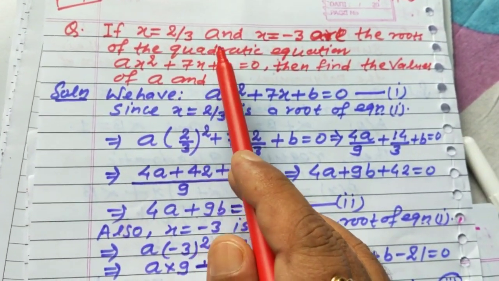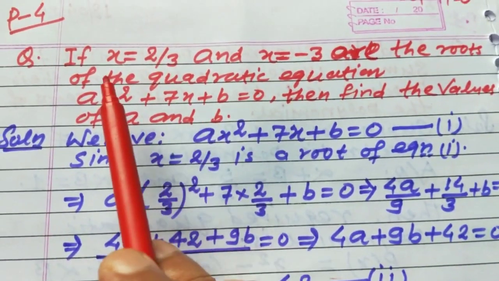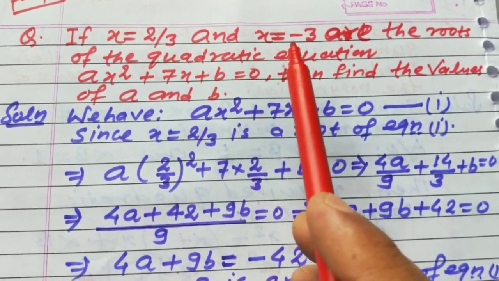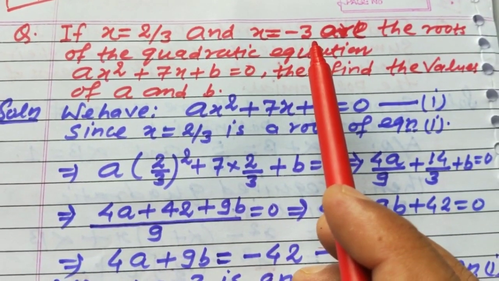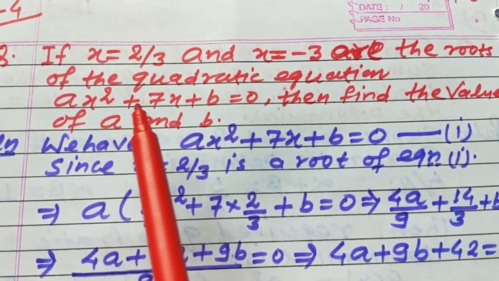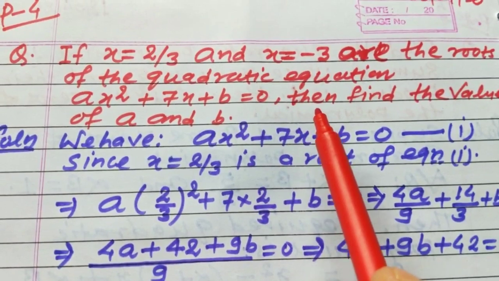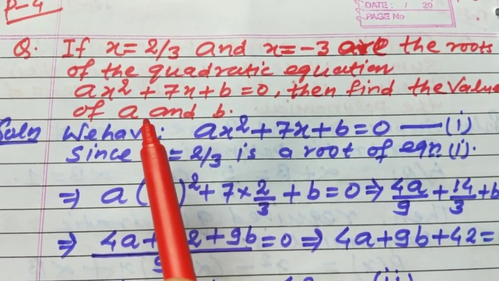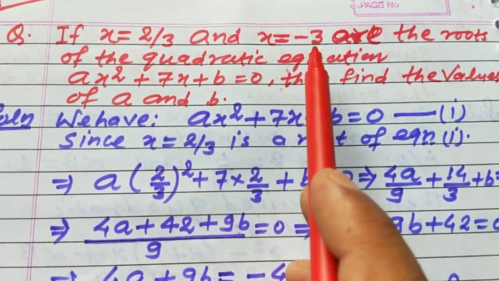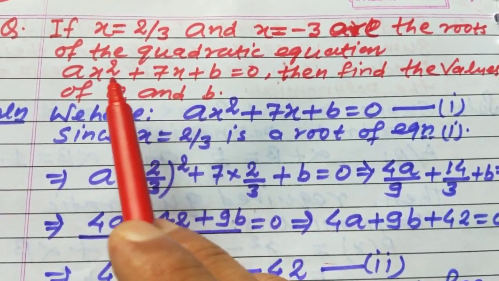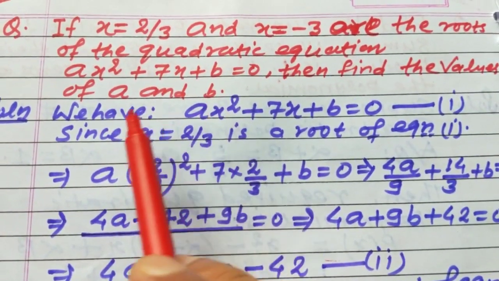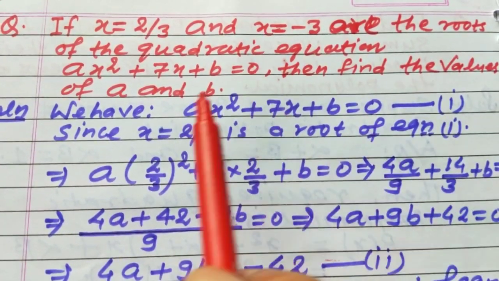If x is equal to 2 by 3 and x is equal to minus 3 are the roots of the quadratic equation ax square plus 7x plus b is equal to 0, then find the values of a and b. These two values are the roots of the quadratic equation ax square plus 7x plus b is equal to 0, then we have to find the values of a and b. So this is the given quadratic equation.